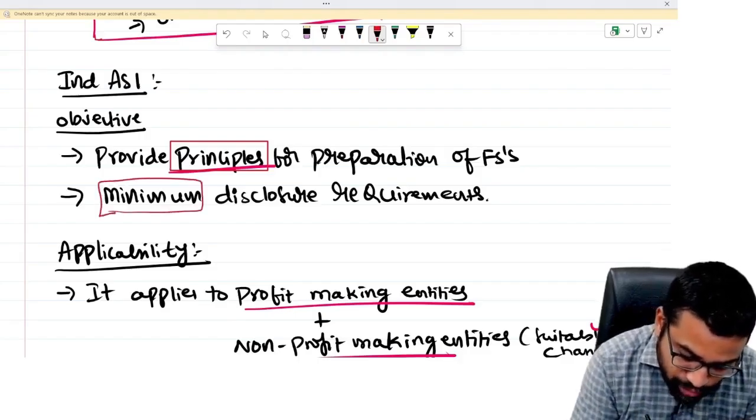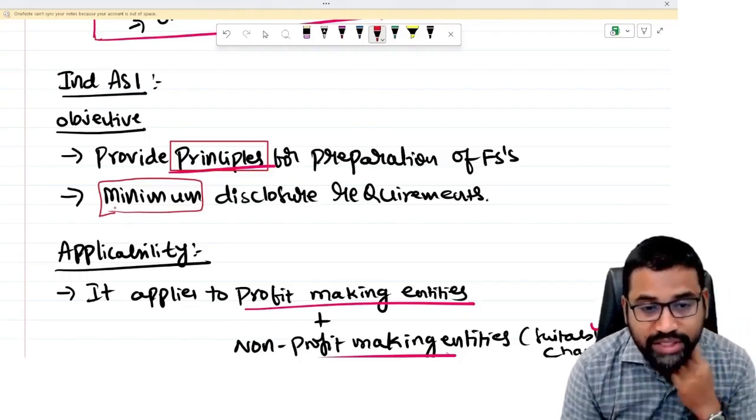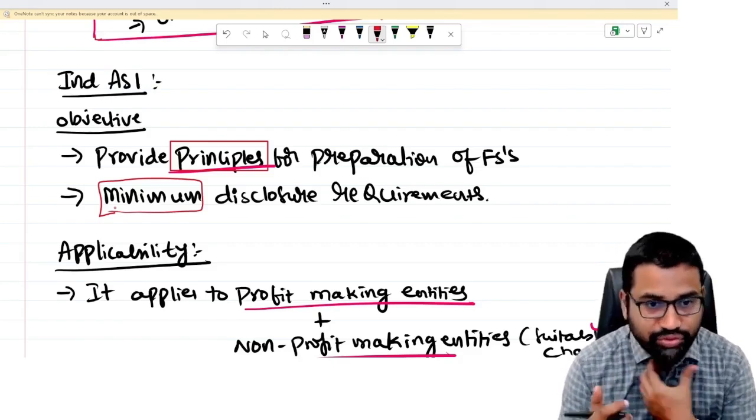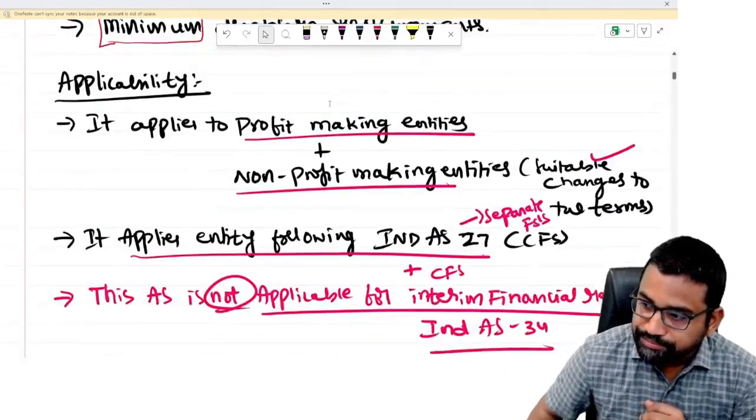And of course, if you want to make a better presentation, if you want to give more information than what is required by Ind AS 1, you are most welcome. Okay. Now this is the object of Ind AS 1.